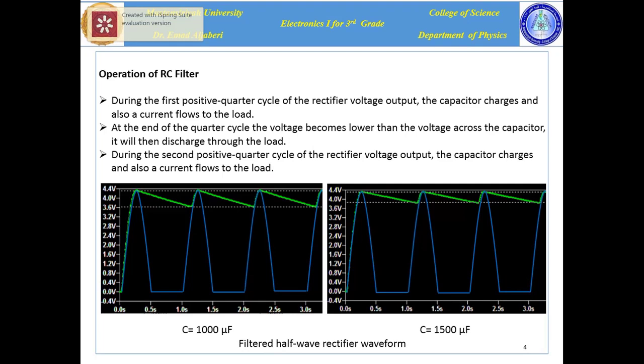The significant question here is, what happens if the capacitance increases? The answer can be obtained by looking at these two figures, which compare the ripple voltage corresponding to different values of capacitance, 1000 microfarad and 1500 microfarad. Apparently, when the capacitance increases, the ripple decreases. That means the right-hand figure is better than the left-hand figure.